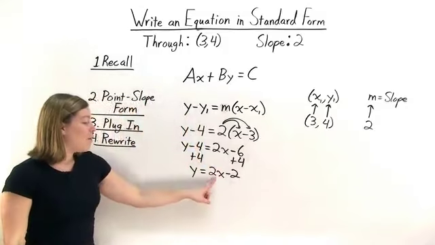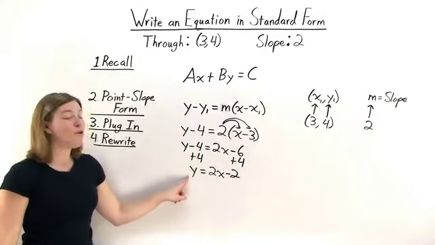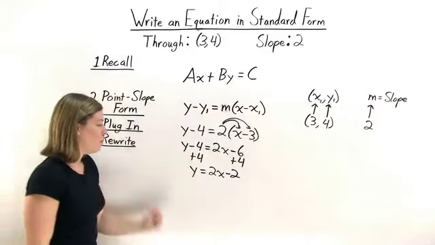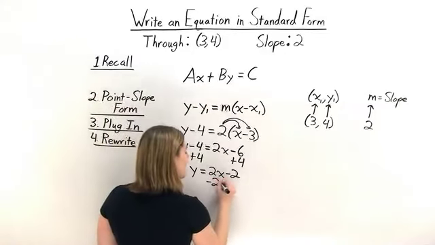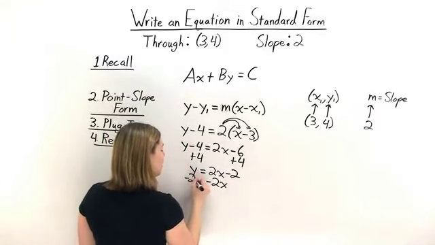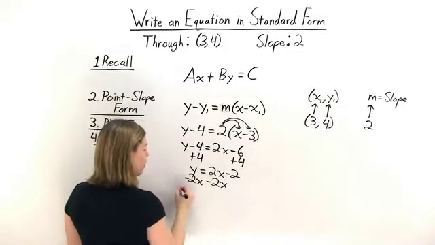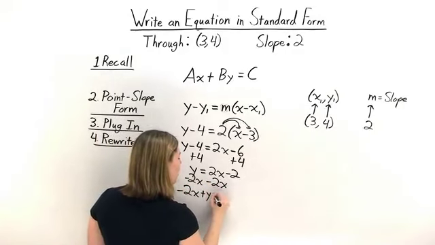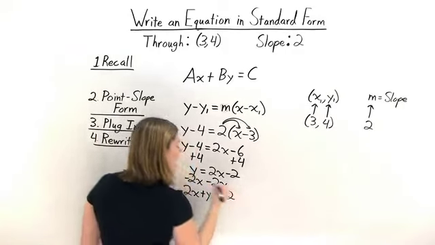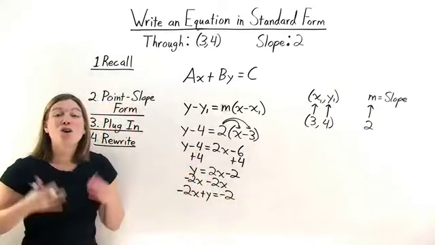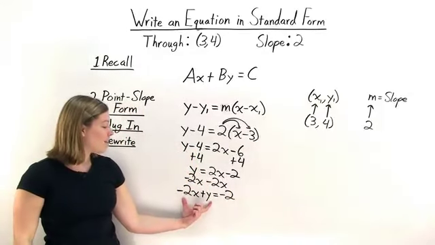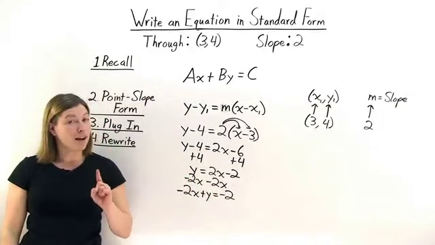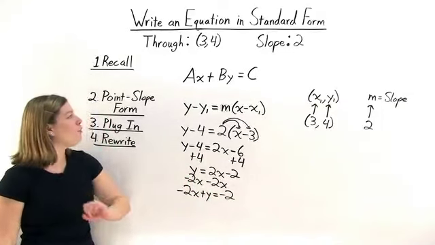Great. Now we need to take this x term and move it to the other side so that it follows this standard form. Well, to do that, we can subtract 2x from both sides, following the subtraction property of equality. When we do, we get negative 2x plus y on the left and just negative 2 on the right. Great! So now we have our x and y terms on one side and our constant on the other. But we're not yet fully in standard form.